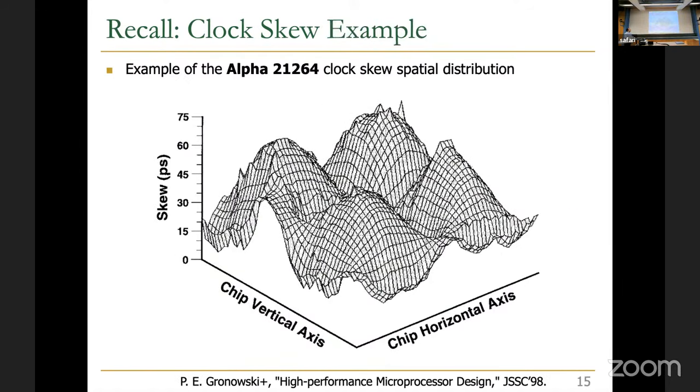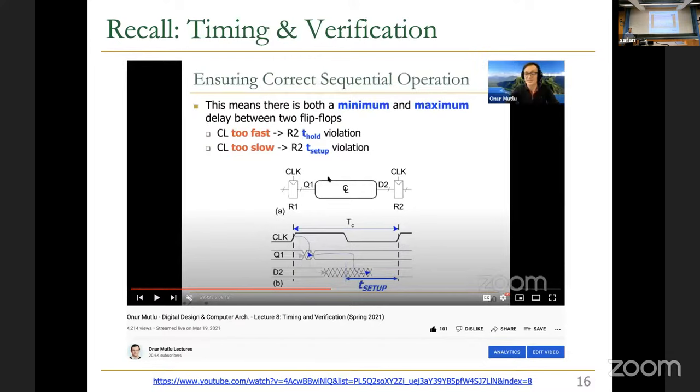And this is an example of clock skew in a real chip, Alpha 21264. And you can see that, depending on your position in the chip, like the vertical axis and horizontal axis, you will see different skew. So different parts of the chip are observing different frequency. And that's an issue. If you want to learn more about this clock skew, timing and verification, I would encourage you to check this lecture in the DDCA course that Professor Mutlu covered in detail.